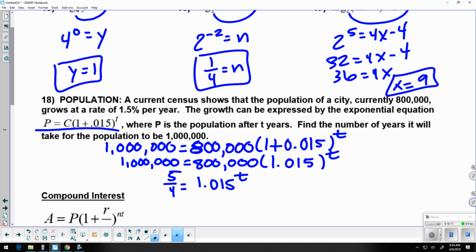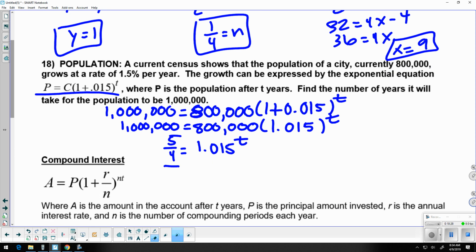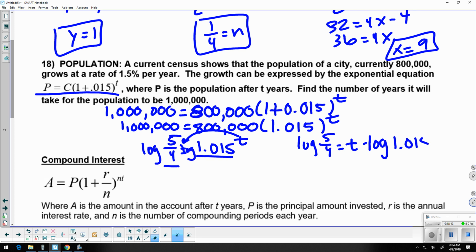So here's where we're at currently. Okay, this is an exponential equation. How do I know that? Well, because my variable is in the exponent. That's the definition of being an exponential equation. So I would want to check and see, can I get a common base on both sides, which I probably wouldn't even attempt that. So I'm just going to go ahead and log both sides of my equation. Again, your exponent then comes forward. So we have log of 5/4 is equal to t times log of 1.015. So all we'd have to do is just simply divide by the log.